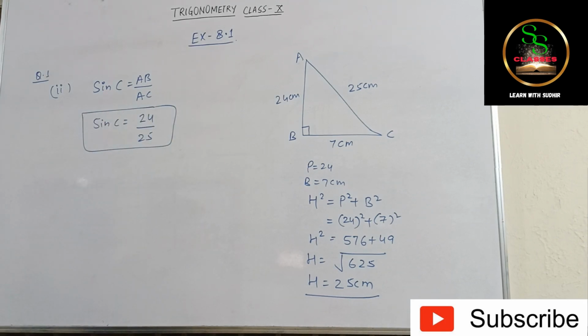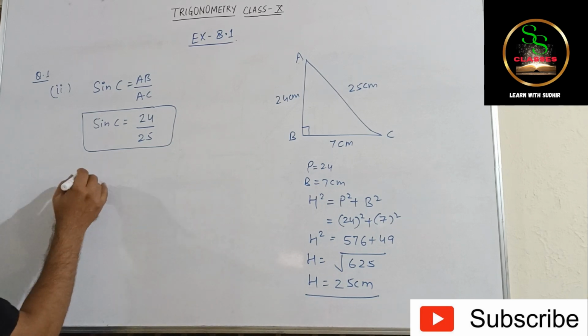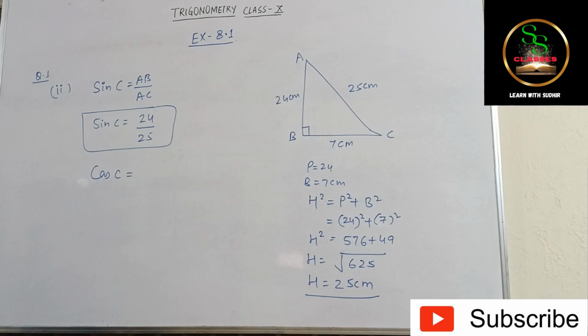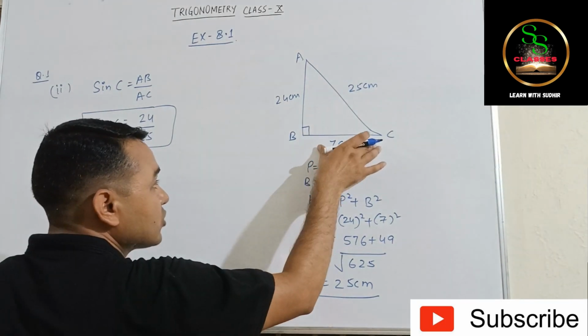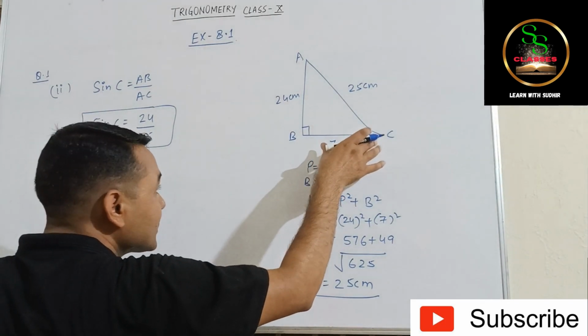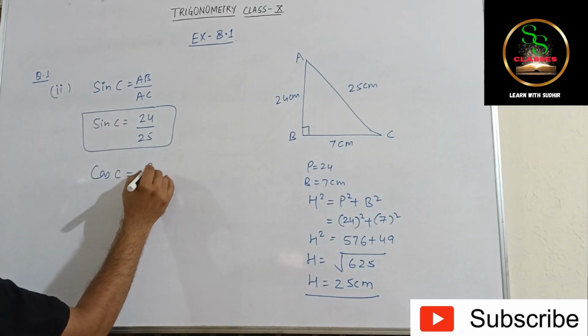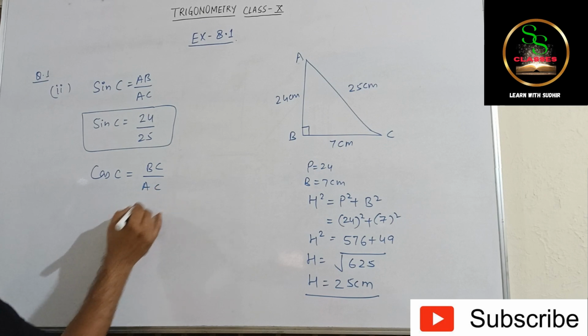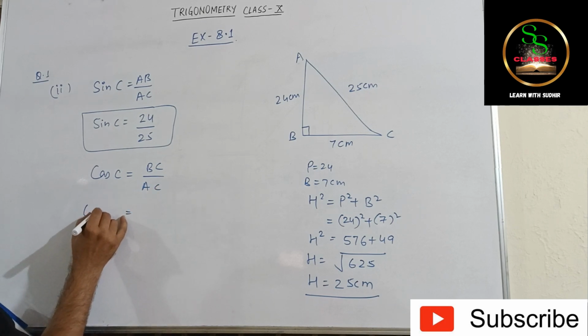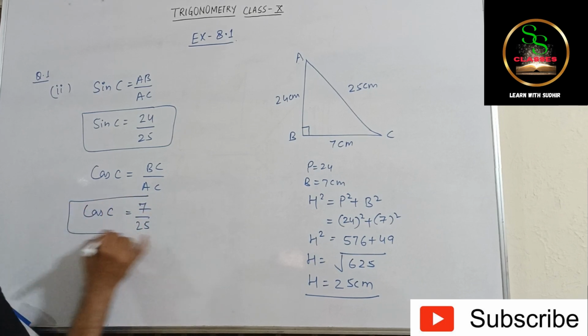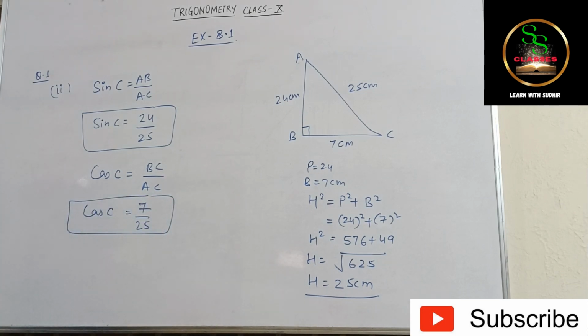Okay. Now again they ask cos C. Angle C is here, so I will stand here. So cos is base by hypotenuse. So base is 7. So cos C will be 7 by 25. Okay, pause and note. Move to the next question.